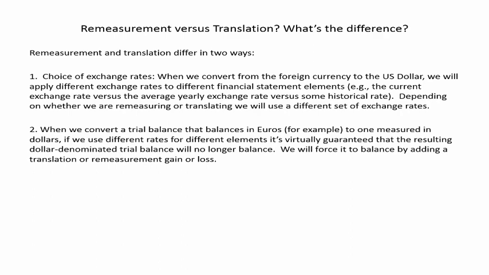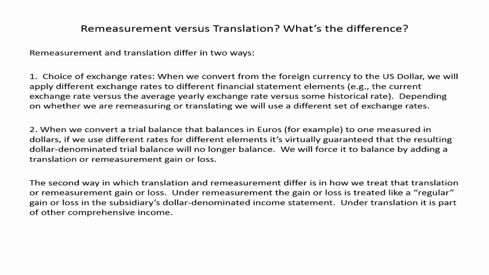We're going to have this out of balance US dollar measured trial balance. We're going to force it to balance by adding a translation or remeasurement gain or loss. Basically, we're going to be adding a plug figure. And if the plug figure is a debit, that's going to be a translation or remeasurement loss. If the plug figure is a credit, that's going to be a translation or a remeasurement gain. Now these differ in what we do with the translation gain or the remeasurement gain.